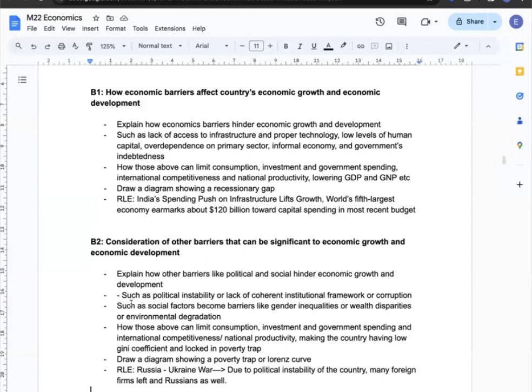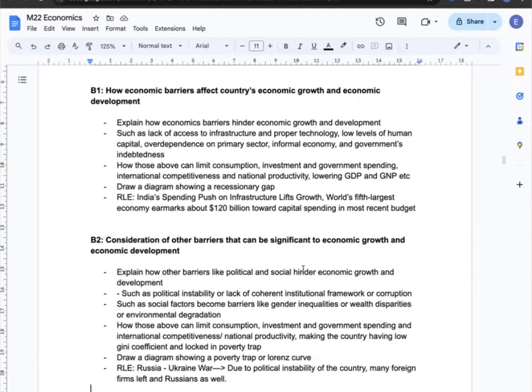I can draw a diagram showing poverty trap, or maybe I can use the Lorenz curve. And this time I'm going to use the example of the Russia-Ukraine war. Due to the political instability of the country, many foreign firms left, and Russians also left their own country as well. So the country's economy was negatively affected.